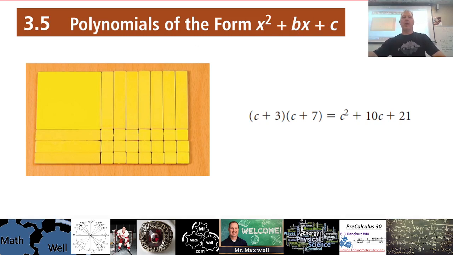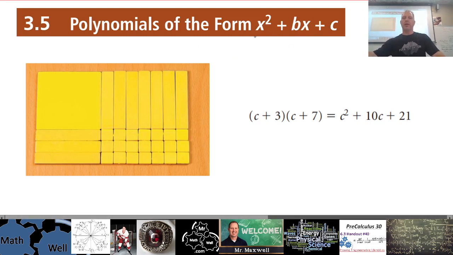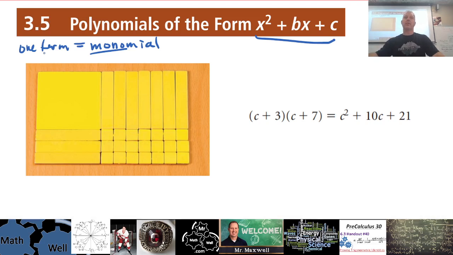Just a refresher here: if you have a polynomial with one term, that is a monomial. Mono, okay? That's a polynomial with one term. That's like the number 2, or 3x, or negative 5x squared. That's one term. It's a monomial.